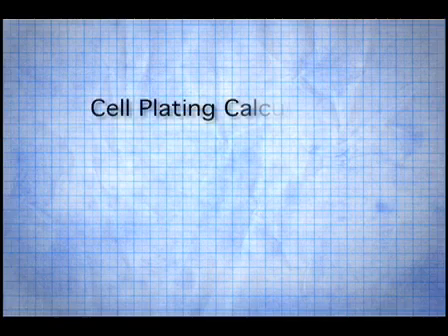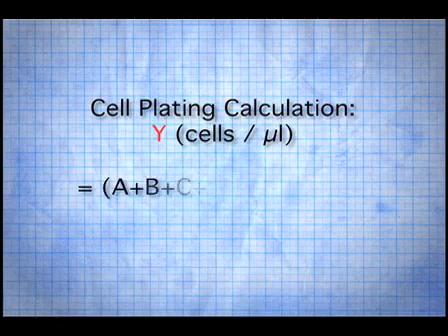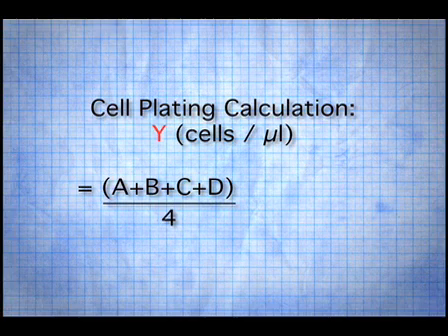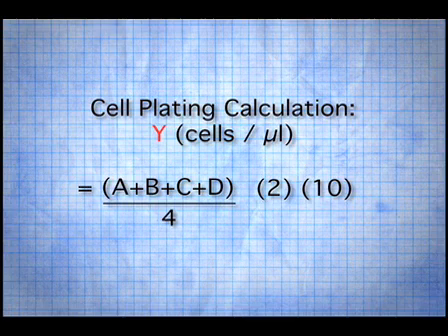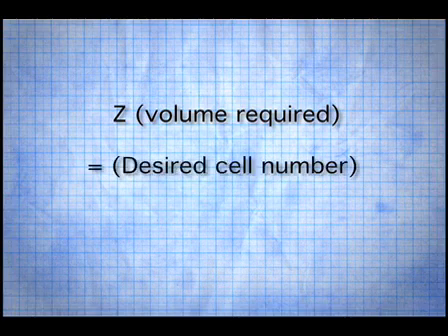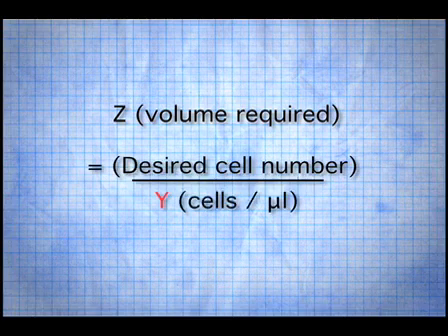To calculate the number of cells per microliter, begin by counting cells in 4 separate grids, A through D, and taking the average. Then multiply this value by 2 to account for dilution in trypan blue. Since the grid holds 1/10 of a microliter, multiply by 10 to express the figure as cells per microliter. Next, determine the required volume by dividing the desired number of cells by the cell concentration calculated previously.